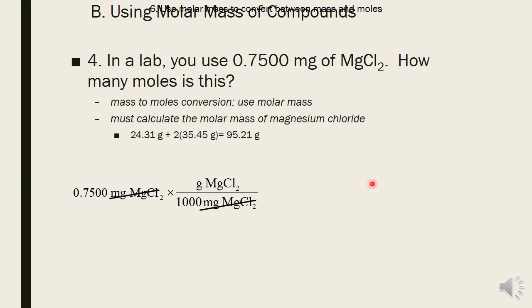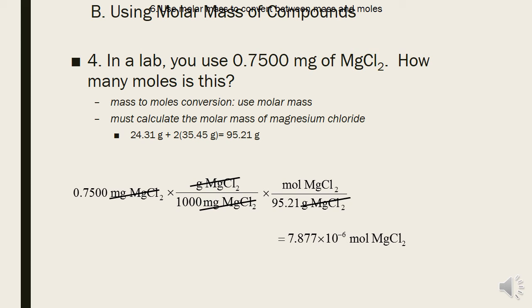Now we can use this molar mass that we calculated here. So we can see the molar mass goes in the denominator where grams of MgCl2 will cancel. Plug it in your calculator and you should get 7.877 times 10 to the negative 6th moles of magnesium chloride.